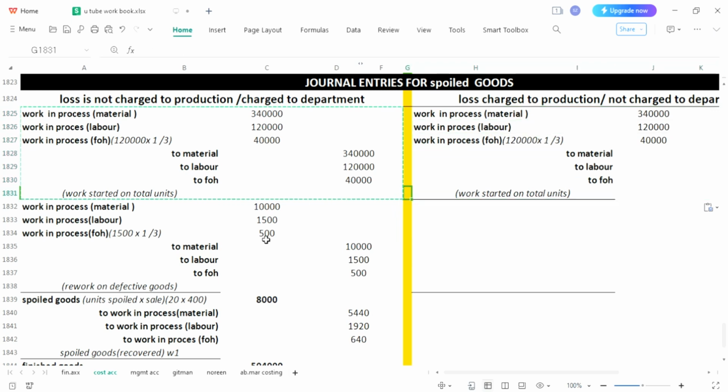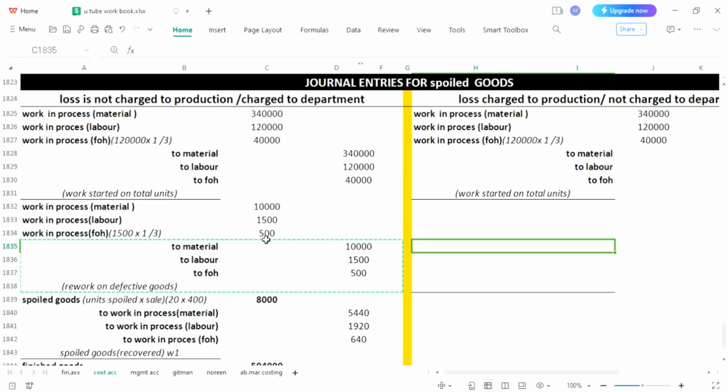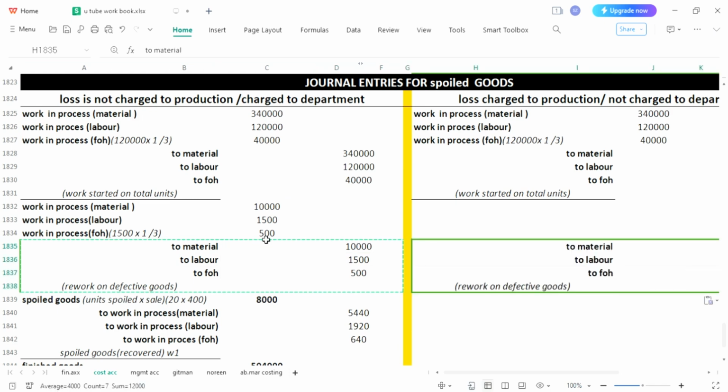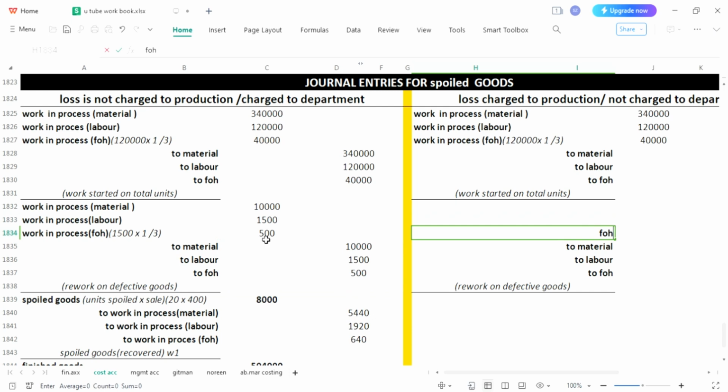For second entry, there is a change since we are charging to production in second entry. So you will take credit side as it is, but for debit side you will introduce a new word which is FH. On debit side, let it be aligned on debit side, and that's all.